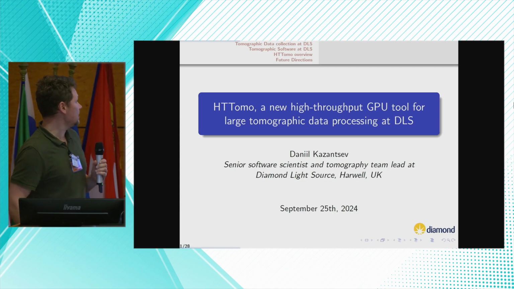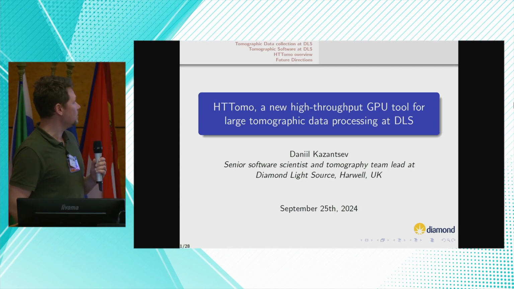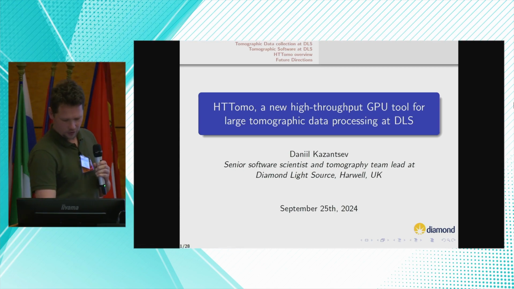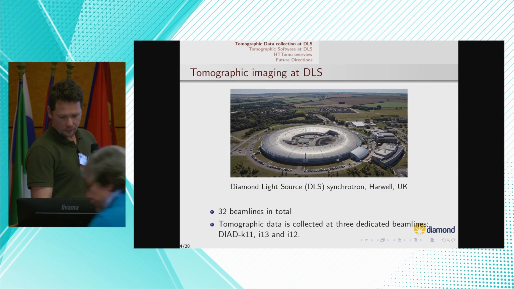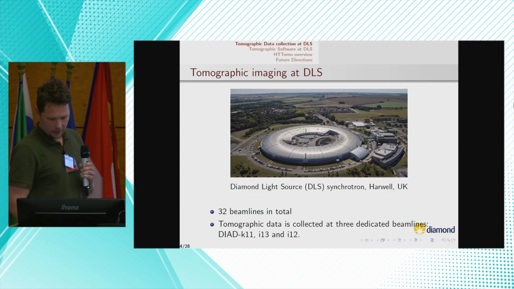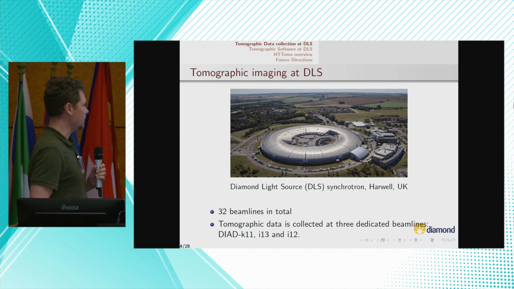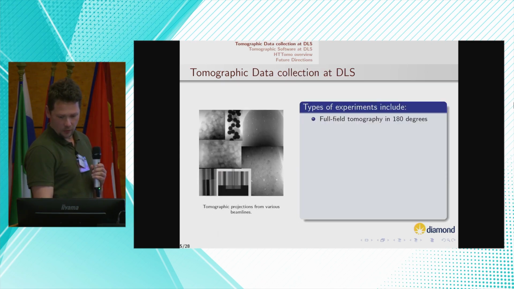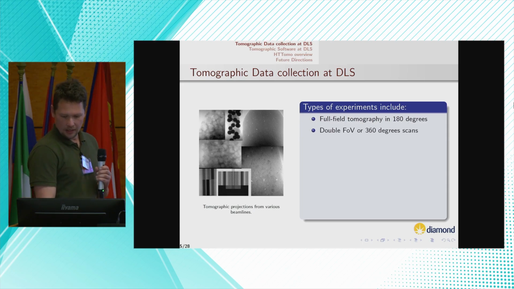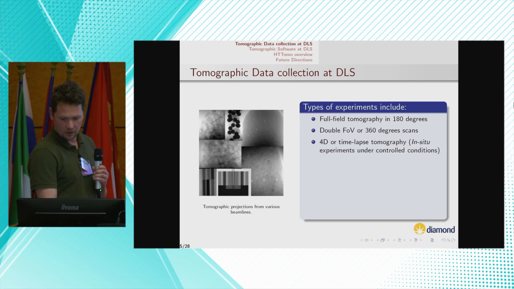I'm a data analysis scientist at Diamond Light Source, and we're developing this new project called HTOMO, which stands for High Throughput Tomography software, at Diamond. At Diamond, we have 3 dedicated beamlines collecting tomographic data. The types of experiments we have there are one standard scan in 180 degrees, then double field of view scans or 360-degree scans, when you need to do some post-processing data stitching to convert it to 180.